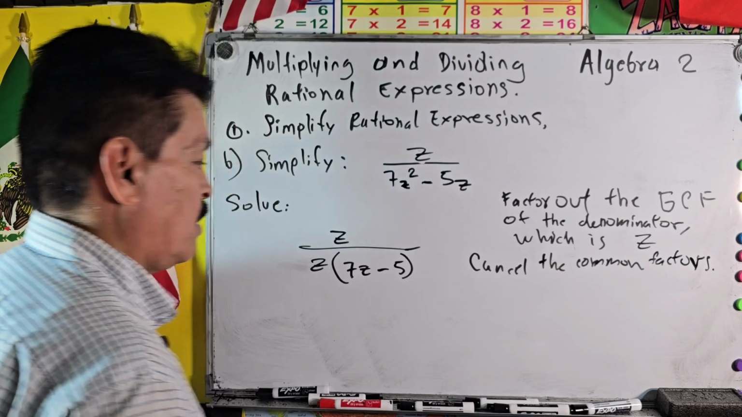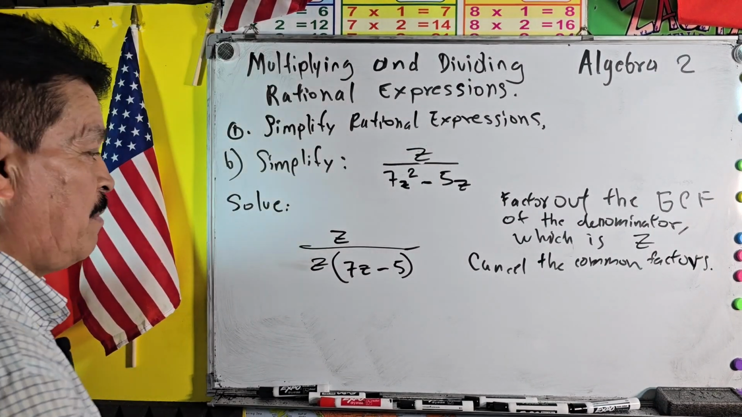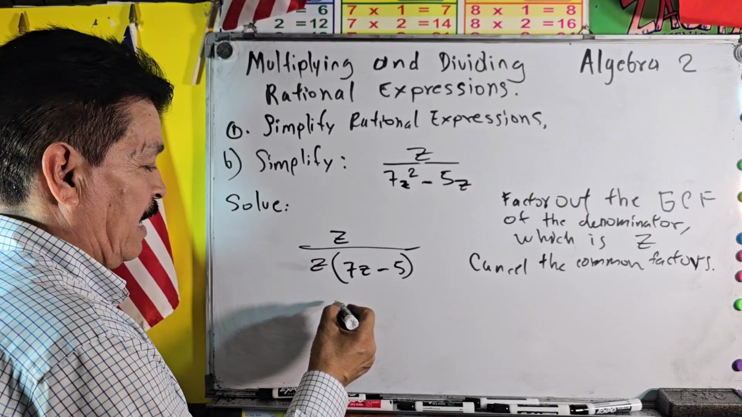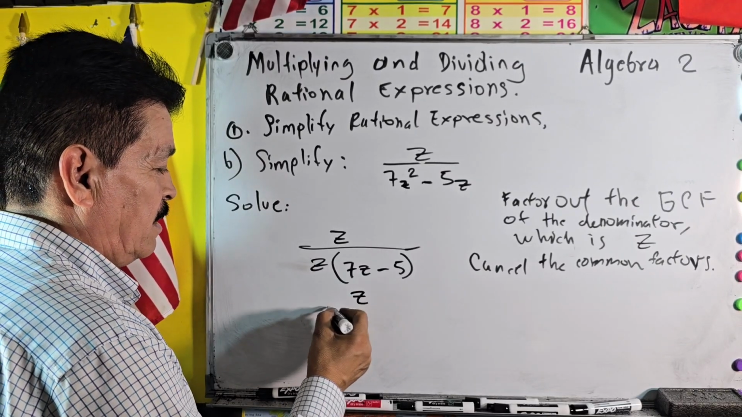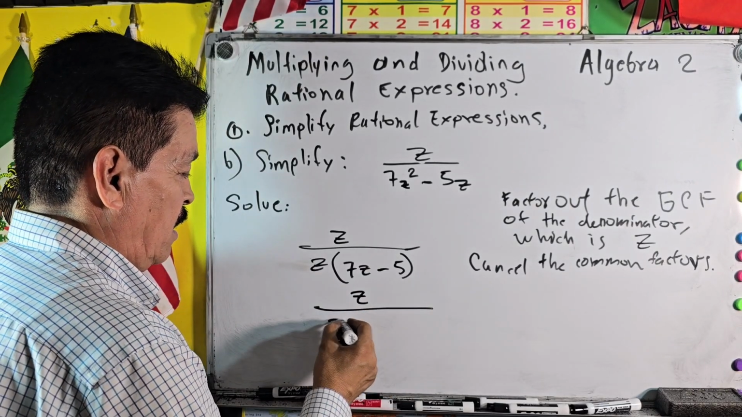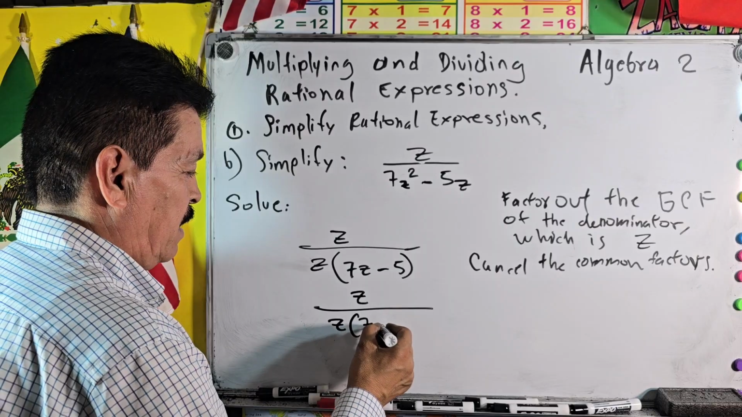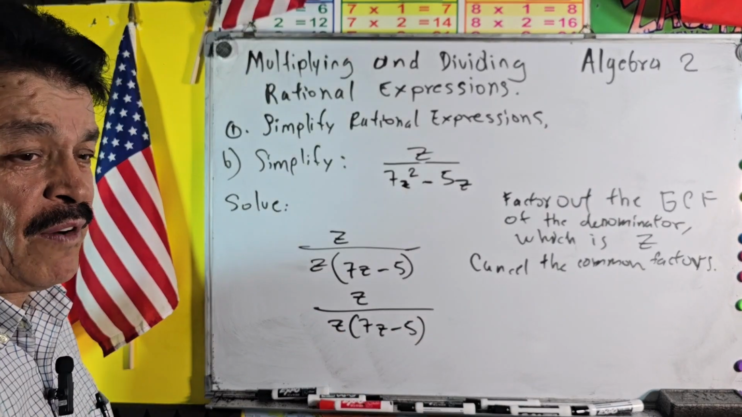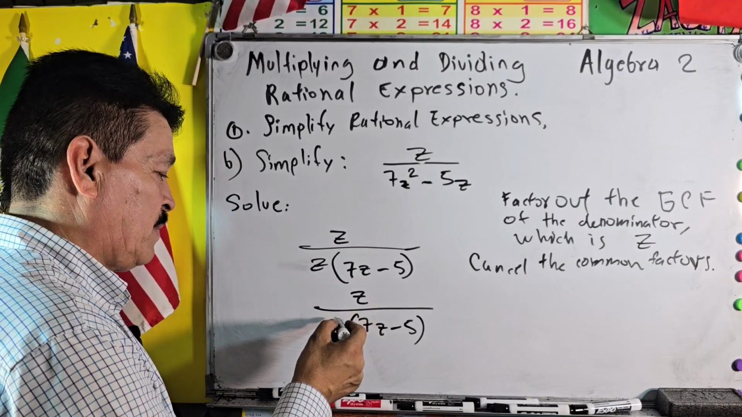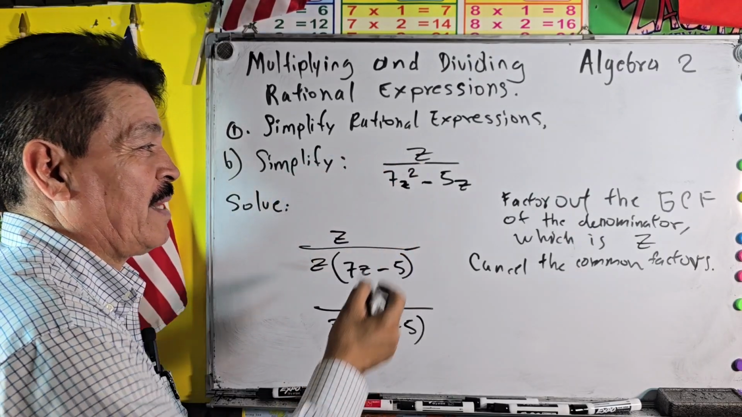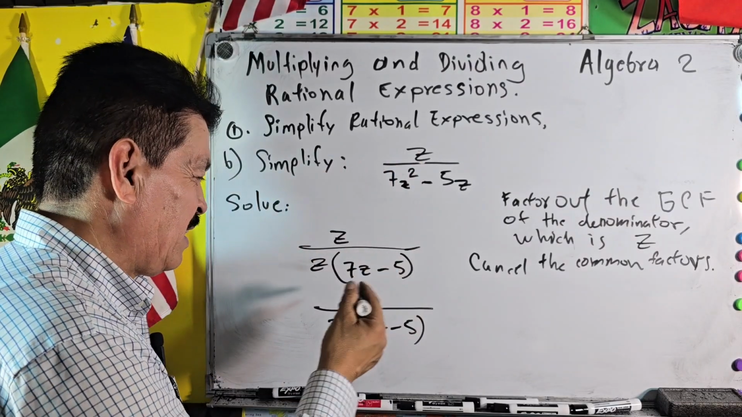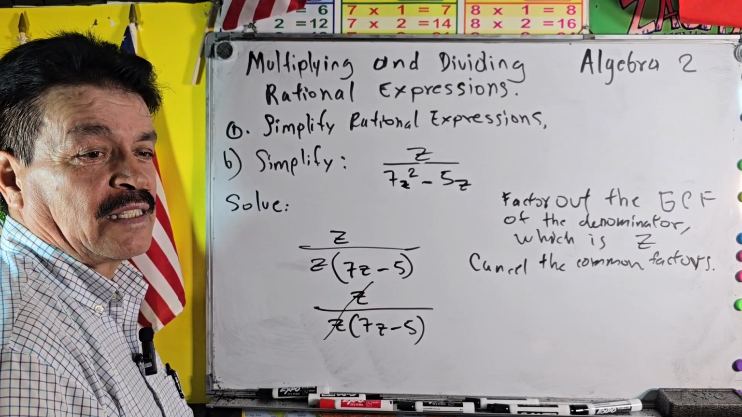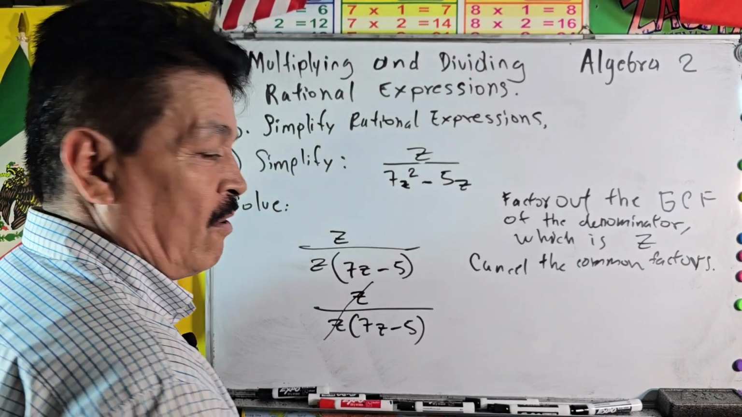Cancel the common factors here. Let me write this again: z, 7z minus 5. What are the common factors? At the beginning I wrote 7, but that is going to be confusing, so I write z, okay? Now we have to cancel the common factors. That's the common factor. So now simplify.